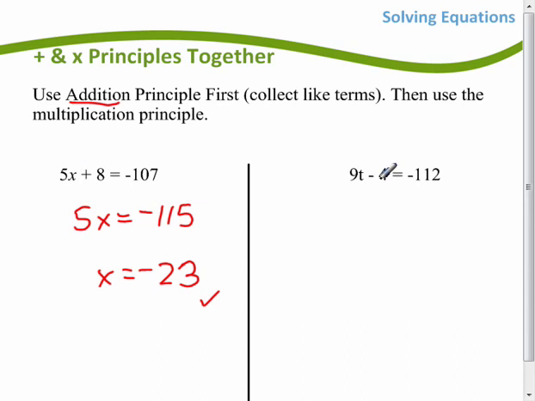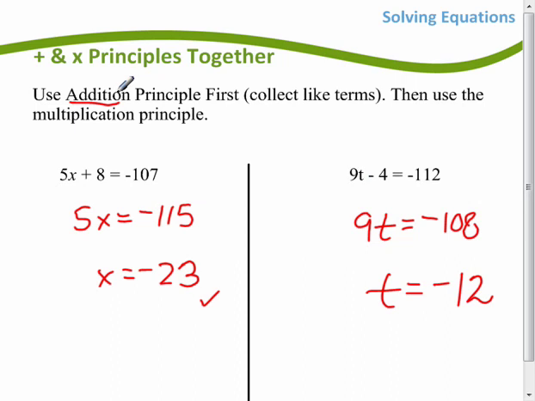In this case here, I'm going to add 4 to both sides. So 9t is equal to negative 108, and then divide both sides by 9. 9 will go into this, negative 12. And again, I should check to see if that is correct.